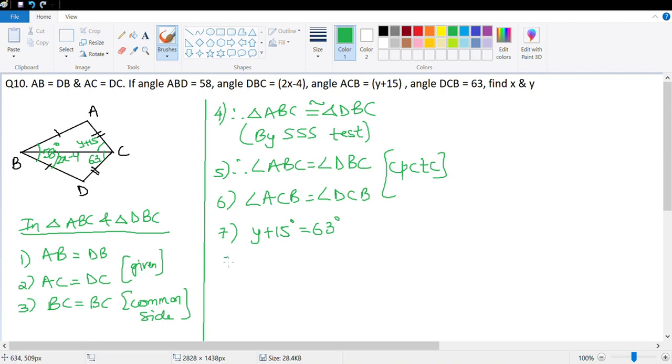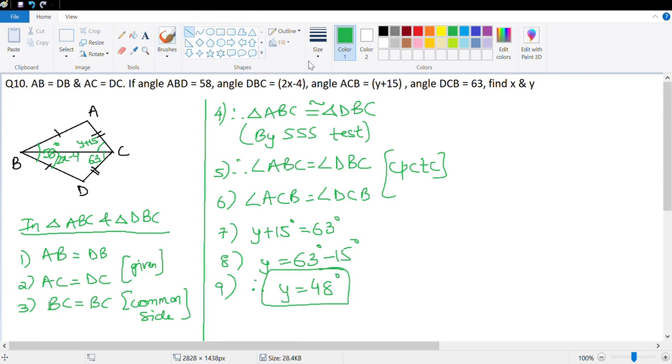What this gives us is y is equal to 63 degree minus 15 degree. Therefore, y is equal to 48 degree. So we've got the value of y. We still need to find the value of x.